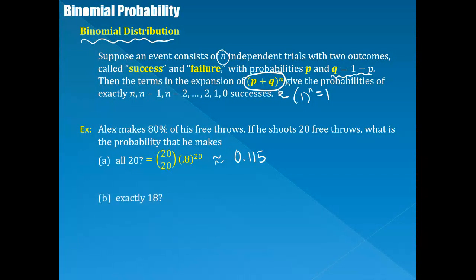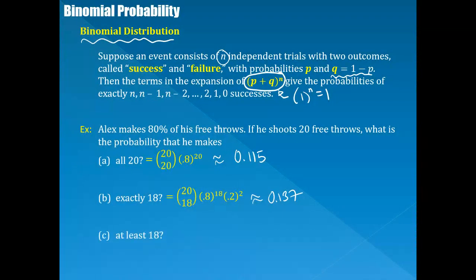What's the probability of getting exactly 18? Well, this is also just picking one of those values. 20 choose 18, 0.8 to the power of 18. So this is the ways that you can arrange those 18 successes with those 2 failures, those 18 that are made and the 2 that are missed. And I get approximately 0.137.